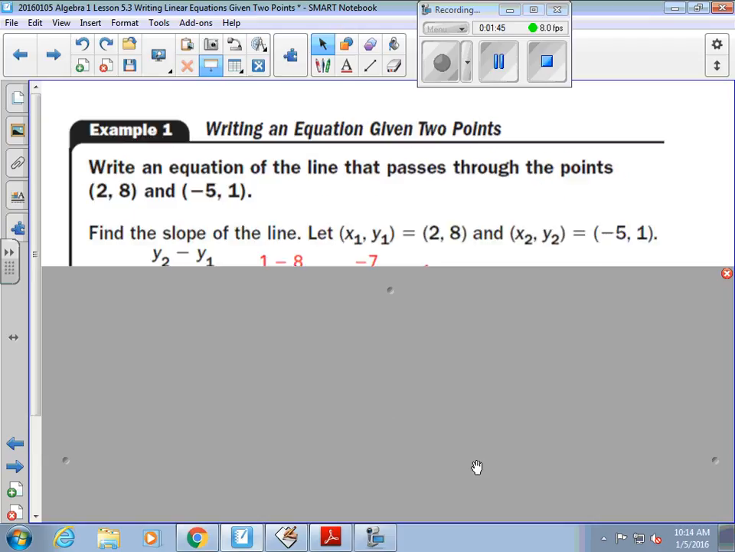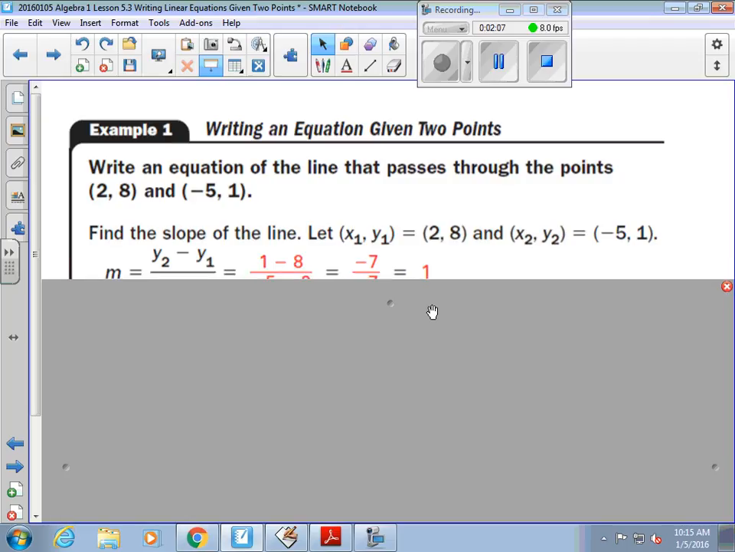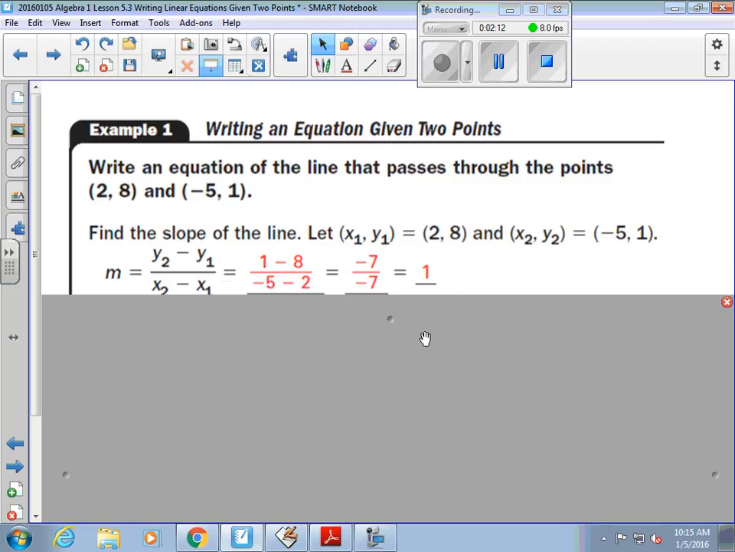Example number 1 is writing an equation given 2 points. It says write the equation of the line that goes through the points 2, 8 and negative 5, 1. So find the slope. Let x sub 1, y sub 1 be the first one, 2, 8, and x sub 2, y sub 2 be the second one, negative 5, 1. So remember your change of y, 1 minus 8 is negative 7. Your change of x, negative 5 minus 2 is negative 7. So we have negative 7 over negative 7. So our slope, therefore, is 1.